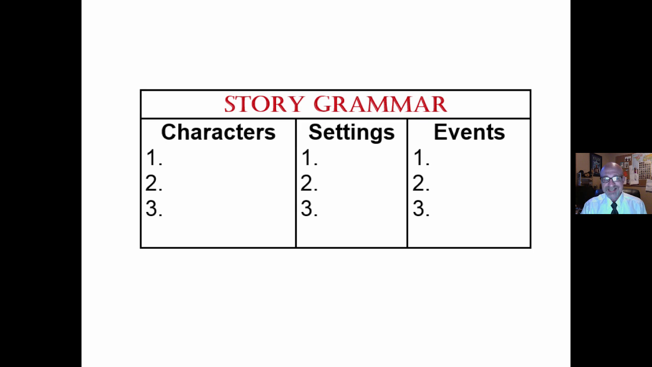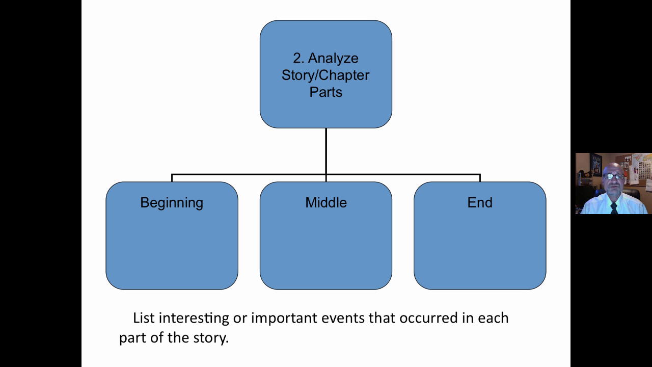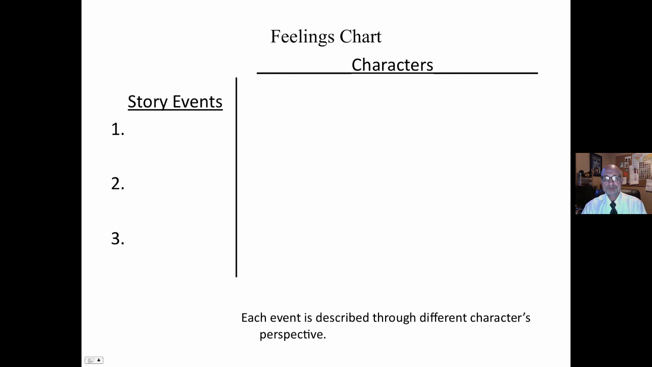Here's story grammar again. I may have introduced some of these as a pre-reading and then told students at the end, you need to find these or describe these things. Pre-post. Story analysis. You list interesting or important things that happened at the beginning, middle, and end. This is pretty open-ended, which is good. They are defining what's interesting or important. They are analyzing the story or chapter.